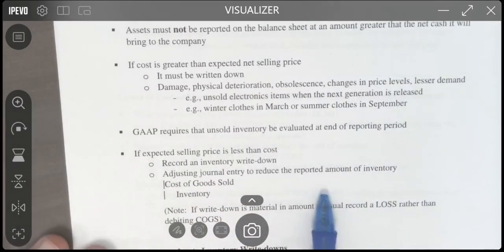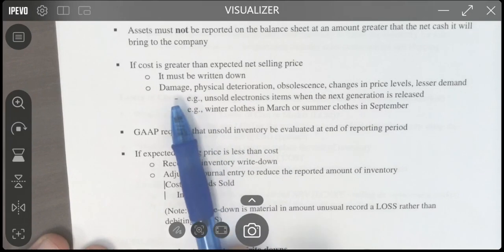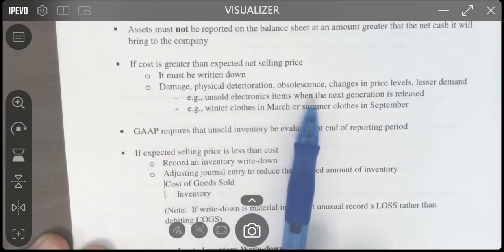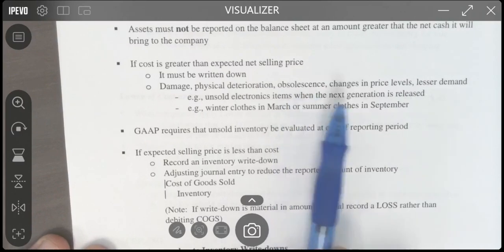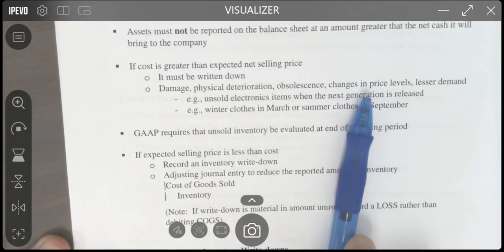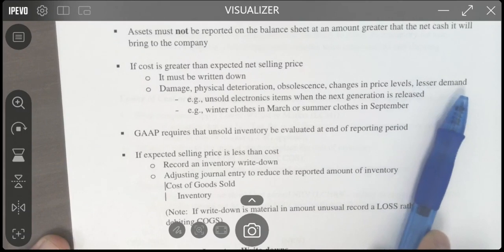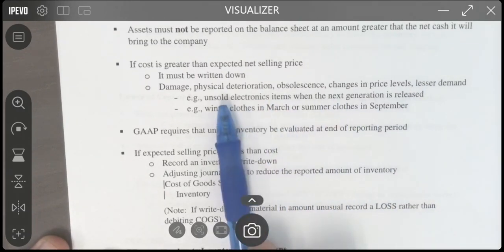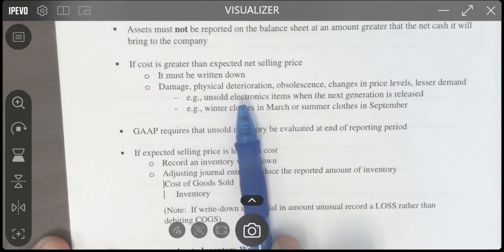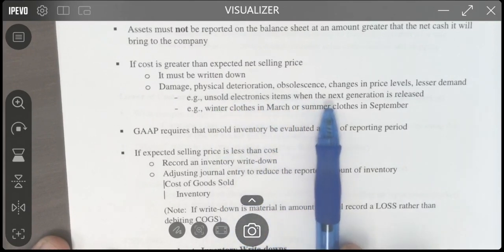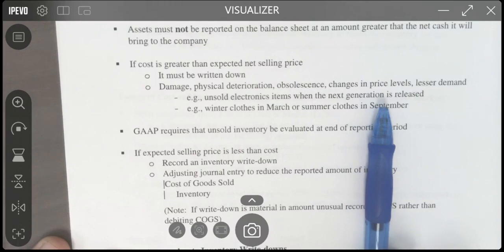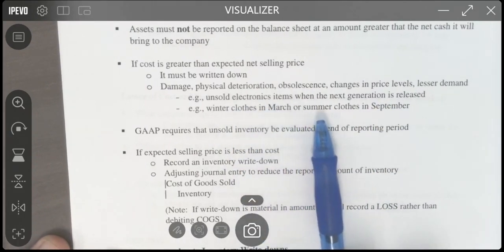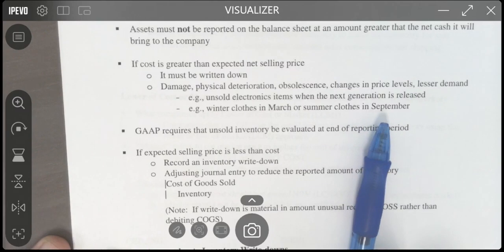We are talking about situations where maybe damage has happened to the inventory. Physical deterioration has happened. Obsolescence has happened. Changes in price levels. Or simply reduced demand for the product. All difficult circumstances for a company. Here are some examples. Unsold electronics items when the next generation is about to be released or has been released. Winter clothes in March or summer clothes in August and September.